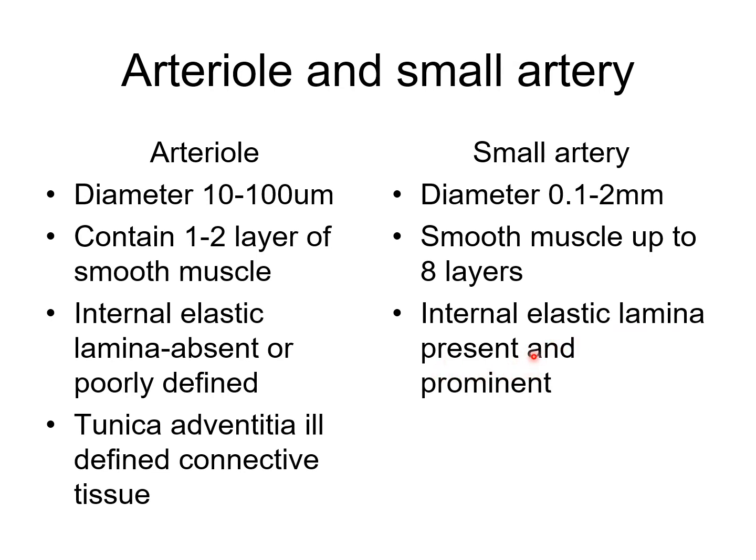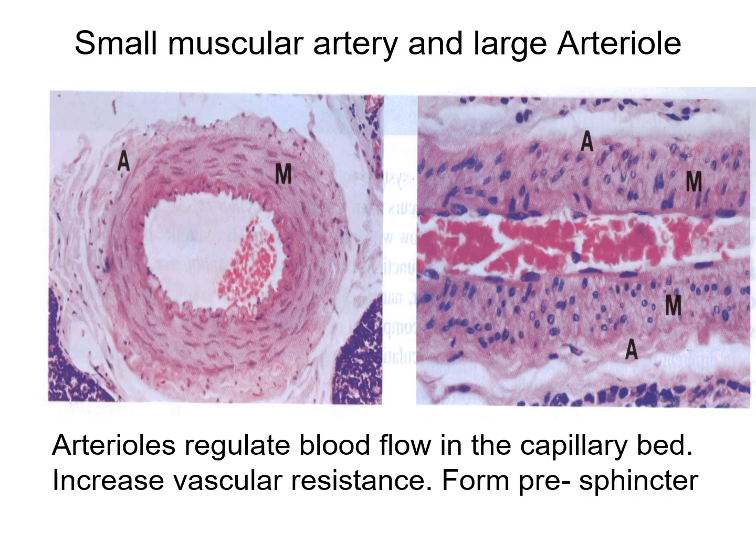So the difference between the small artery and arteriole is in the internal elastic lamina. In case of the arteriole, internal elastic lamina is absent or very poor, but in case of the small artery, internal elastic lamina is present and prominent. The tunica adventitia is well defined in case of the small artery.